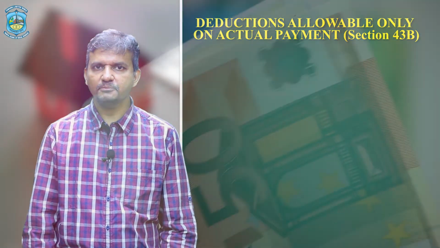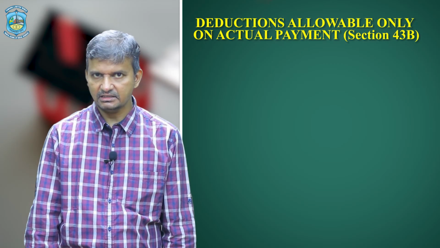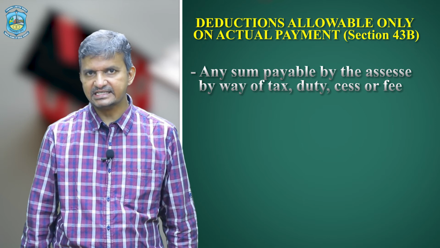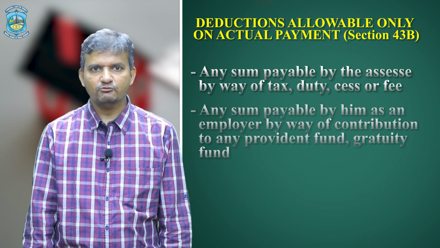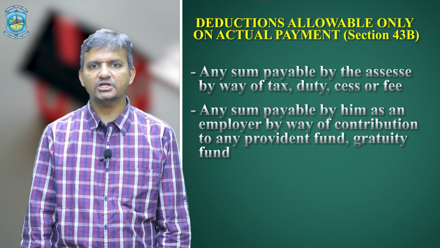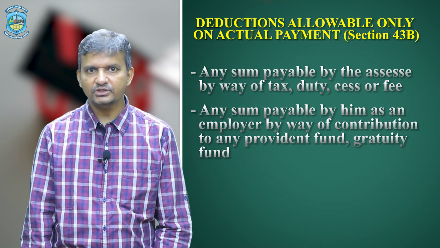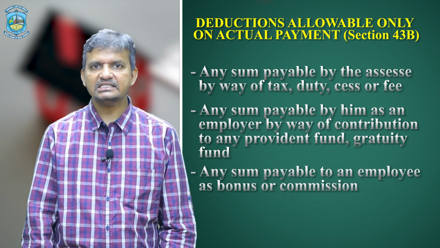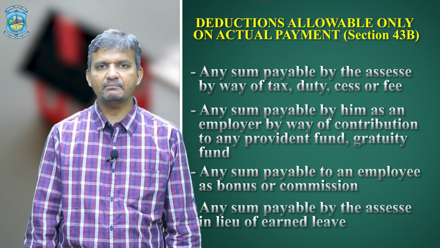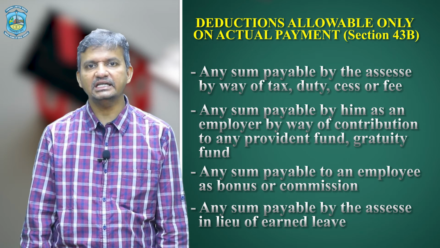Now, there are certain deductions which are allowable only on actual payment basis. Section 43B talks about this. Now, what are those deductions which are allowable only on actual payment? Under this, point number 1, any sum payable by the SAC by way of tax, duty, cess or fee. Second would be any sum payable by an SAC as an employer by way of contribution to any provident fund, gratuity fund. Third would be any sum payable to an employee as bonus or commission. And next would be any sum payable by the SAC in lieu of earned leave.